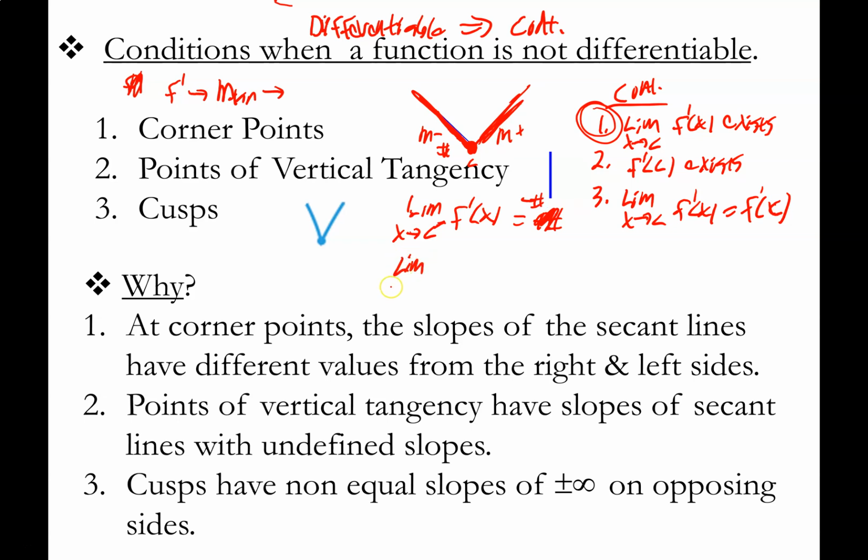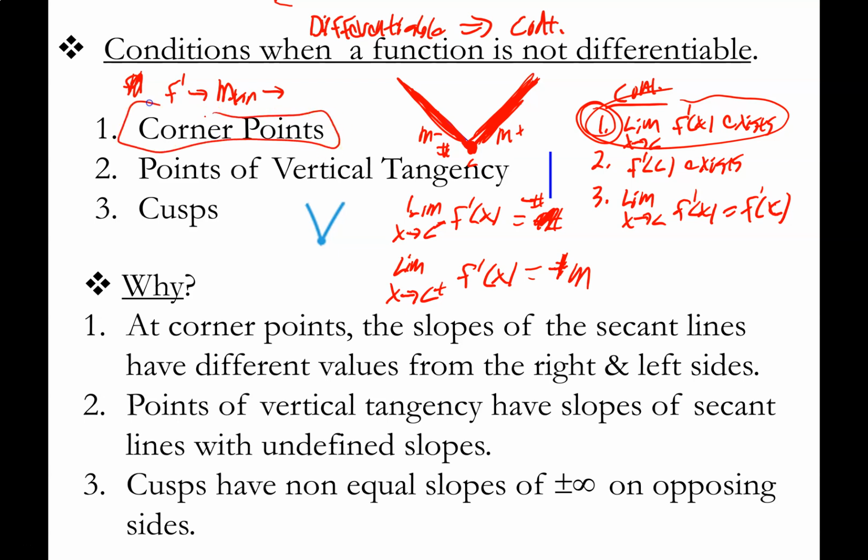And then if I were to take the limit as x approaches c from the right, not of f, but of f prime, remember f prime is the slope, that gives me some positive slope. So is this negative slope equal to that positive slope? I don't think so. So since the limit of f prime does not exist, this corner point doesn't work for me.